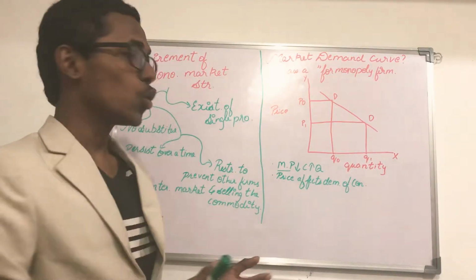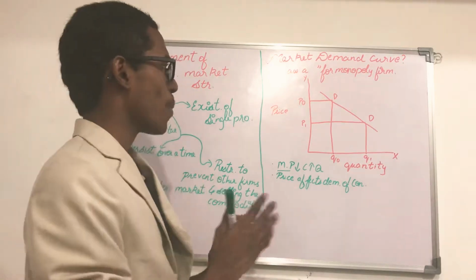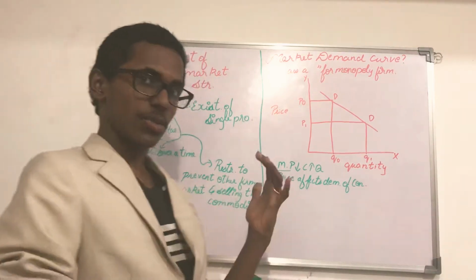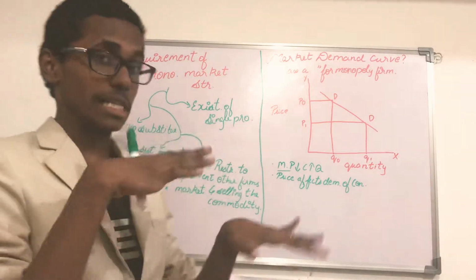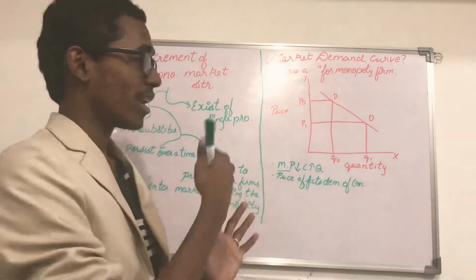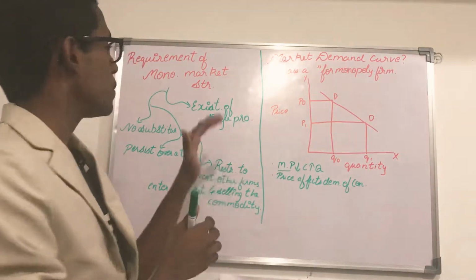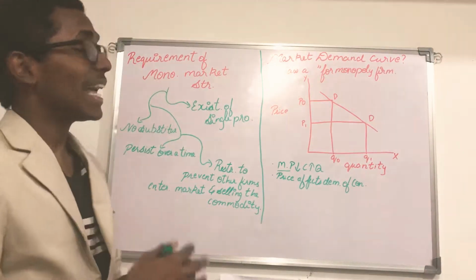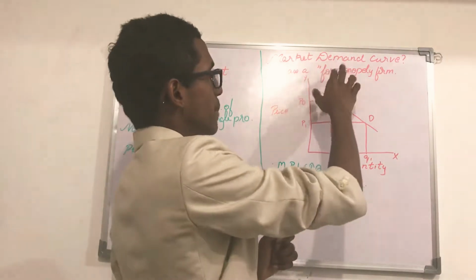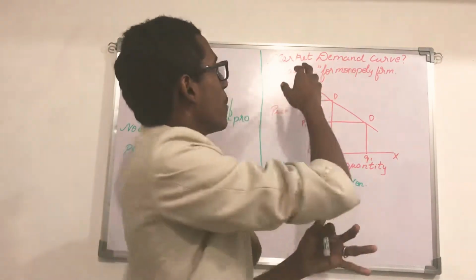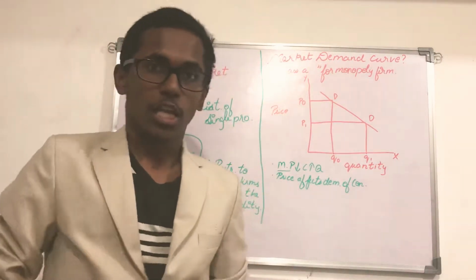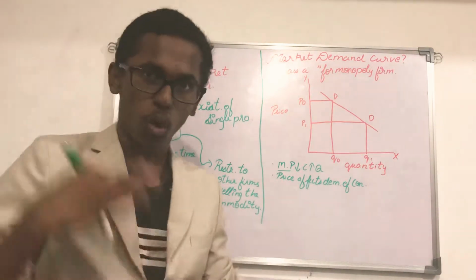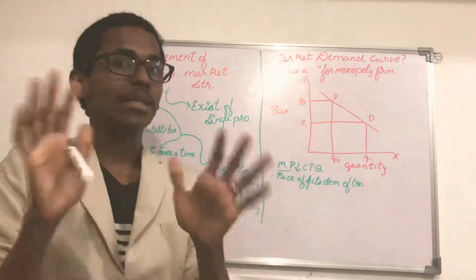So this is part 2 of our microeconomics non-competitive markets. In the last video, part 1, we completed what a monopoly is and its features. In this video we will complete the requirements of the monopoly market structure, and then discuss what the market demand curve is and how to draw a market demand curve for the monopoly firm. In case you have not watched part 1, please do watch it and come back to this video so you'll get a clearer picture.